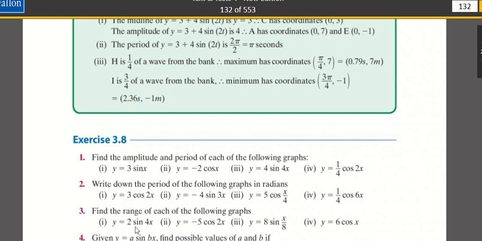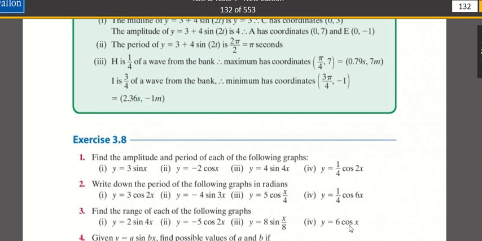The range: because there's a 2 in front of the sin x, that means the amplitude is 2, so the range would be between 2 and minus 2. Next one, the range would be between 5 and minus 5. Then the range would be between 8 and minus 8. And the last one, it would be between 6 and minus 6, because there's a 6 in front there.